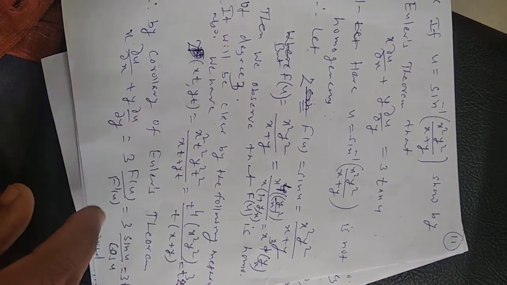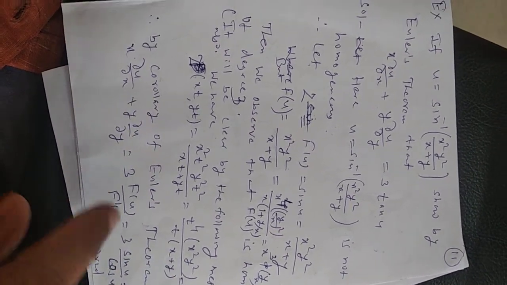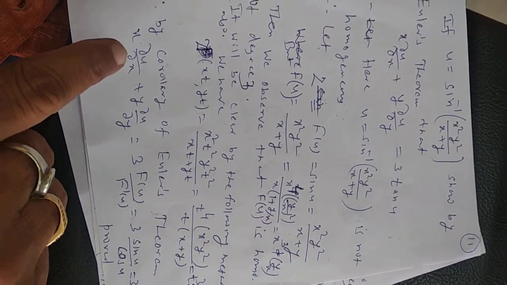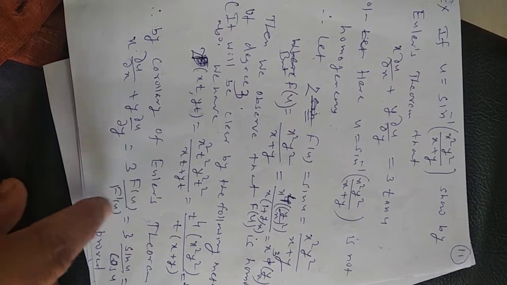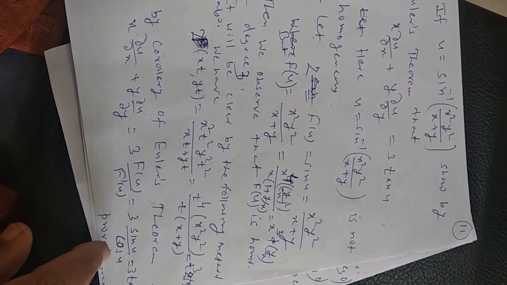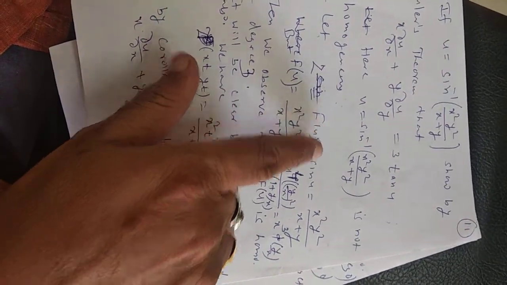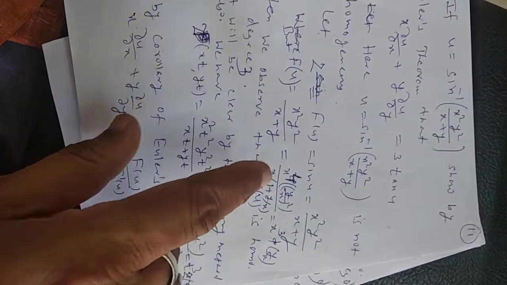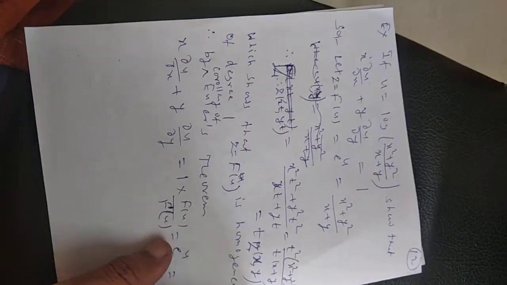So from both the things we conclude that our z is homogeneous of degree 3, and therefore by the corollary of Euler's theorem, x ∂u/∂x + y ∂u/∂y = 3 f(u)/f'(u), that is 3 sin u divided by cos u, because f(u) is sin u and its derivative f'(u) is cos u. So 3 tan u, which is the RHS of the result. Thus the statement is proved.